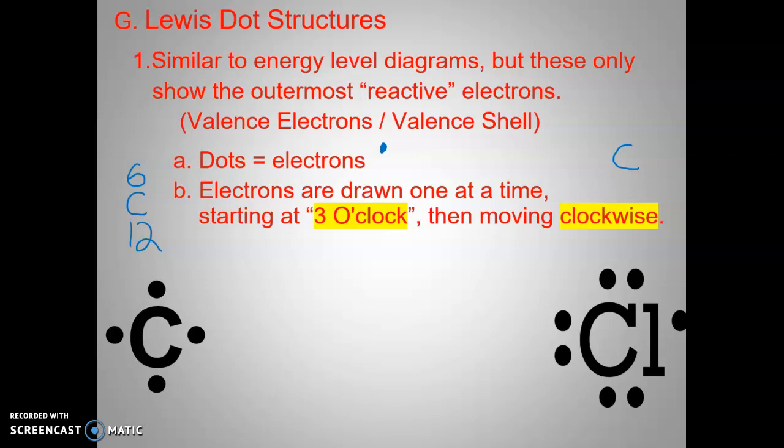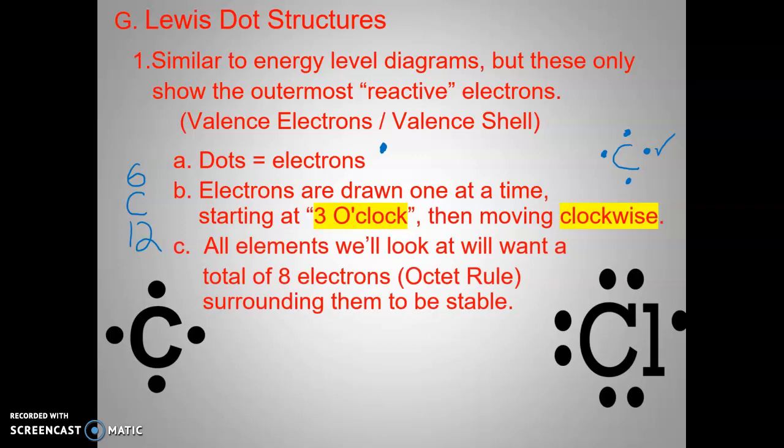So I'm going to start in the 3 o'clock position, which would be, again, normally right here. And now I'm just going to move clockwise until I do a total of 4 electrons. So 2, 3, and 4, just like the image that's below already. But again, the idea is you're starting right here in the 3 o'clock position every single time for an element.